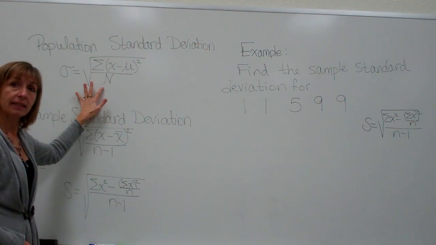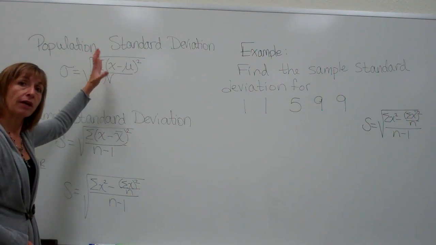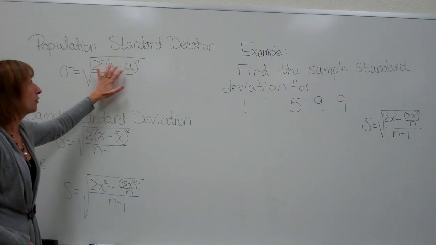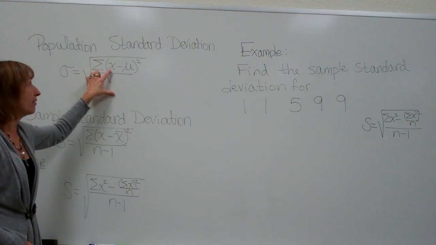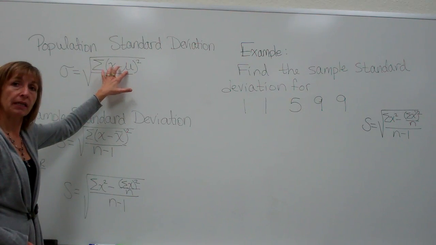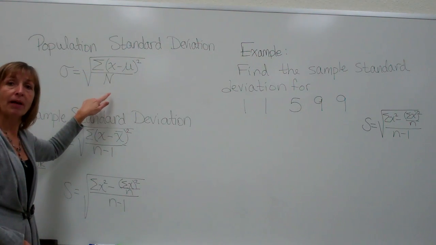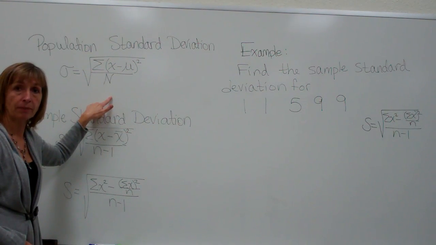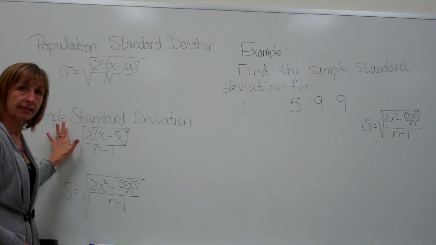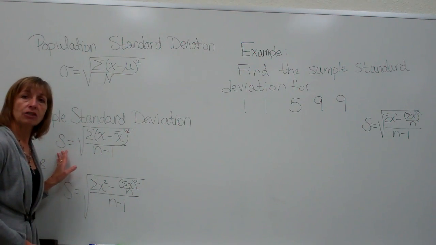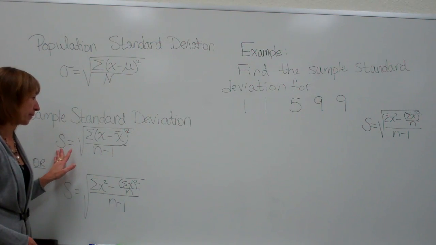Its formula is a little bit different than the sample standard deviation. When you have the entire population, you take each data value minus the population mean, square it for each data value, add them up, and then divide by n, the total number of values in your population. Now for the sample standard deviation, the statistic, we denote that with the English letter S to show that it's done from a sample of information.